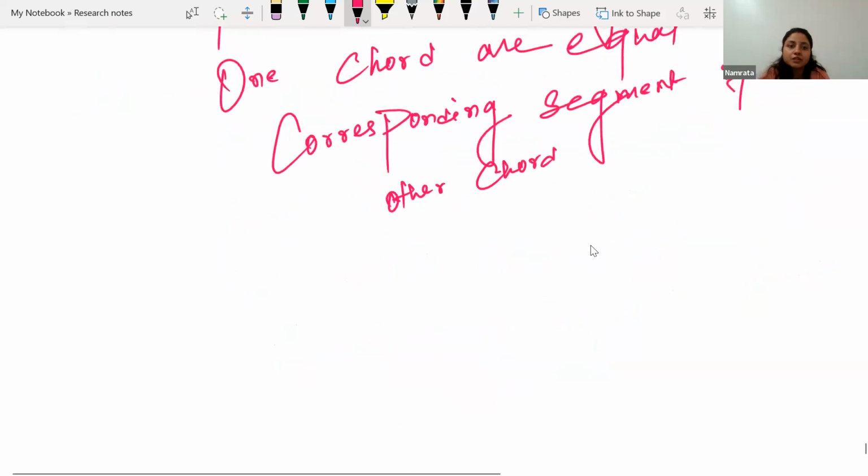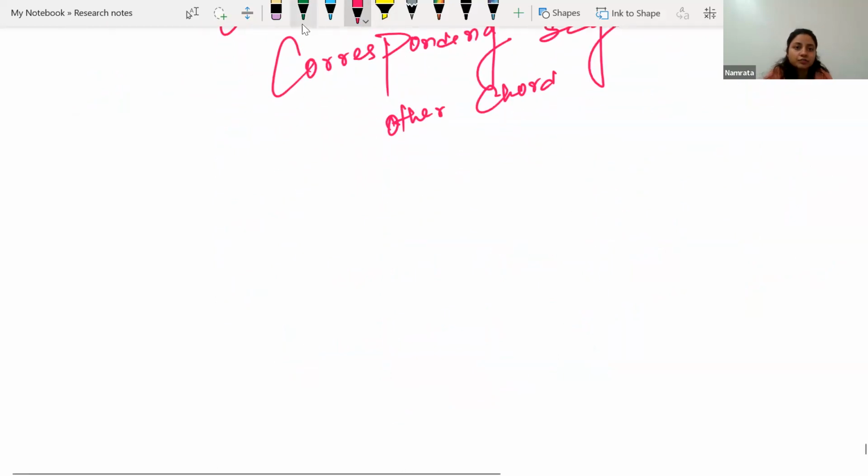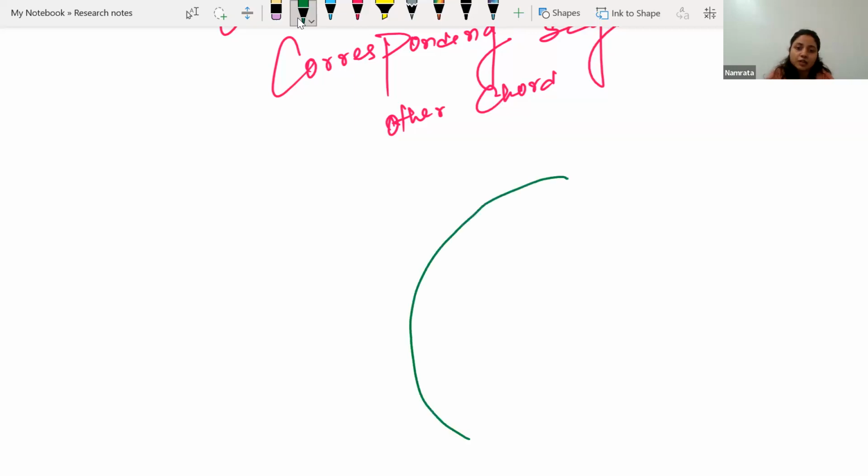So if we are having a circle like this, let me draw the figure. The figure is not given over here. We need to draw it by ourselves. Okay, I am taking a bigger circle.